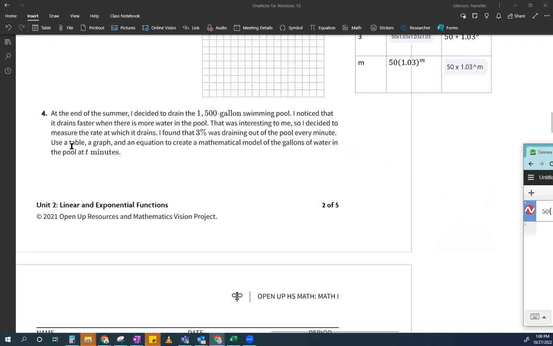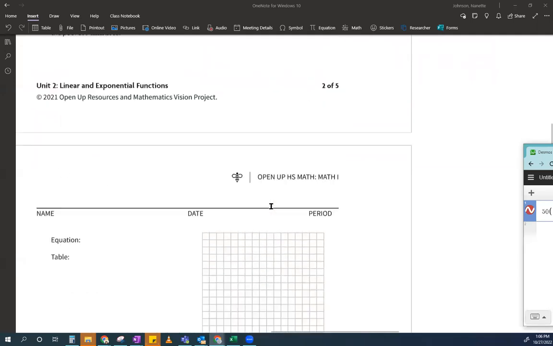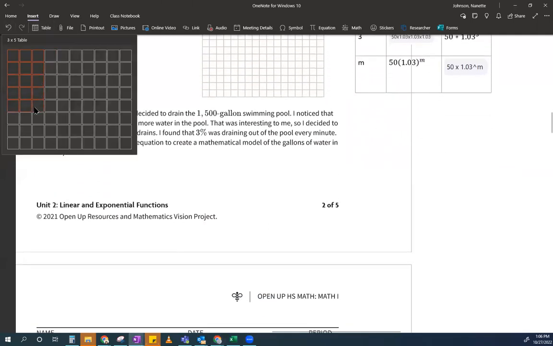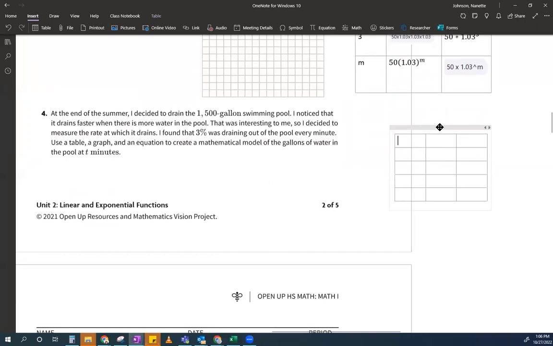That was interesting to me, so I decided to measure the rate at which it drains. I found that 3% was draining out of the pool every minute. Use a table and a graph to create an equation and a mathematical model. So you want me to do the same thing, Ms. Johnson? Yes. Okay, so let's make a table, Ms. Johnson's favorite. Ms. Johnson, why is it your favorite? I don't know. Because it's very concrete.